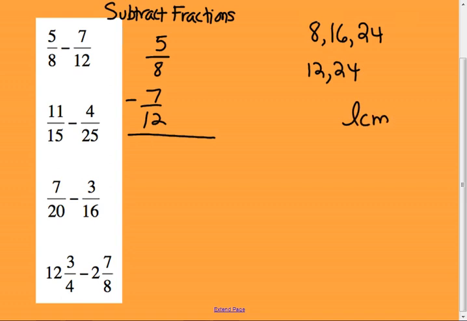You'll have to get that menu, and I can show you again, 8 and 12, and that will get you the 24. So I want to change these to 24. And remember, when we did that lesson about changing fractions, I want this to be 24. Oh, that's kind of cool.